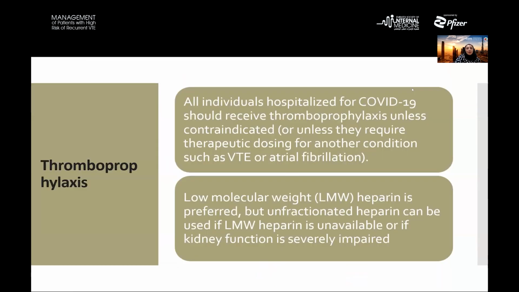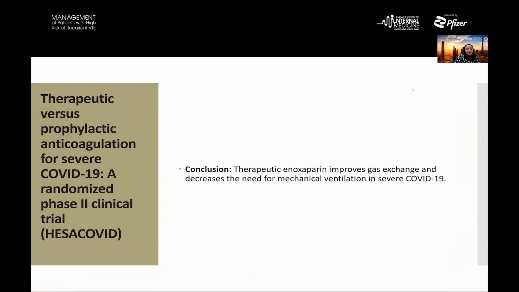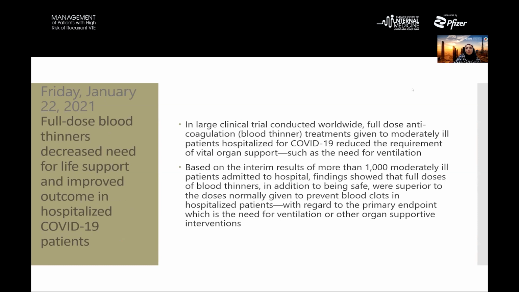But then there were many studies which talked about the use of therapeutic versus prophylaxis. One of them is the HESACOVID trial, which is therapeutic versus prophylactic anticoagulation in severe COVID-19. They had 10 patients who were in the ICU, and the conclusion was that therapeutic enoxaparin improved gas exchange and decreased the need for mechanical ventilation. After that, there was a big study which included thousands of patients, which actually contradicted this information, published in, I think, December 2020.